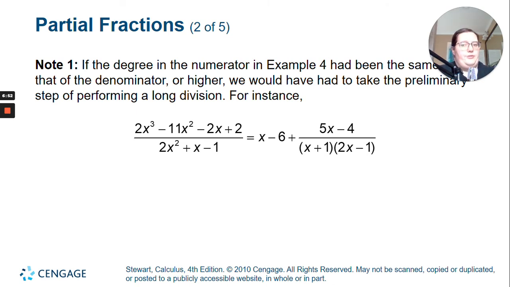One thing we should say though, you have to actually have the top degree being less than the bottom in order to do this. So if I'm looking at this example, this 2x cubed minus 11x squared minus 2x plus 2 over 2x squared plus x minus 1. What you see is that the degree on the top is bigger, which means I can actually do long division, and I should do that. So if the degree on the top is bigger, you should do long division.